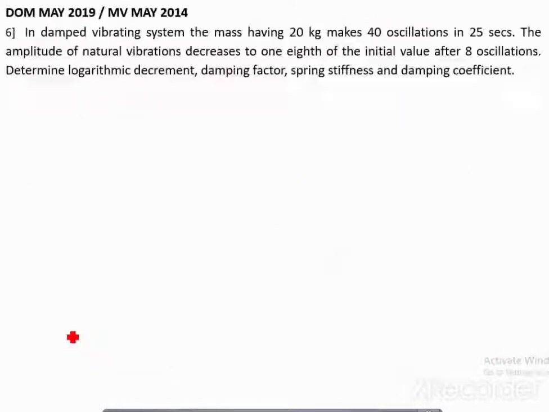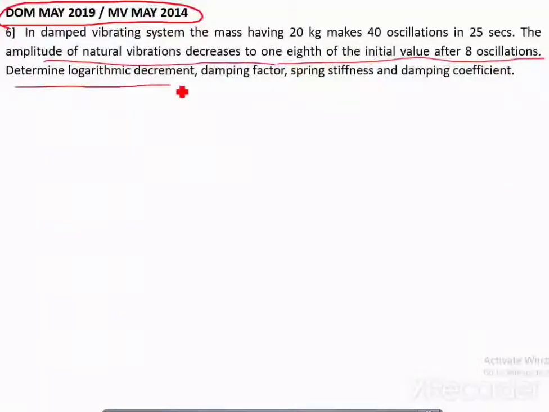Chalo, now we will move on to the next problem. So now we will solve one more problem on DOM, May 2019, May 2014. In a vibrating system, the mass having 20 kg makes 40 oscillations in 25 seconds. The amplitude of natural vibration decreases to 1/8 of the initial value after 8 oscillations. Determine logarithmic decrement, damping factor, spring stiffness and damping coefficient.